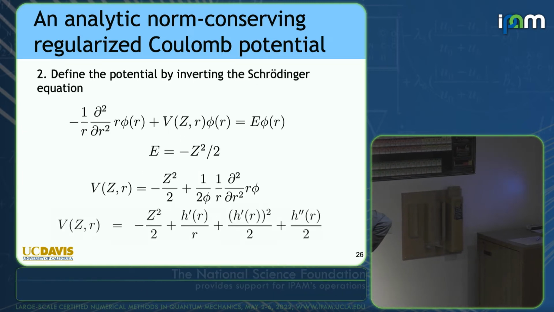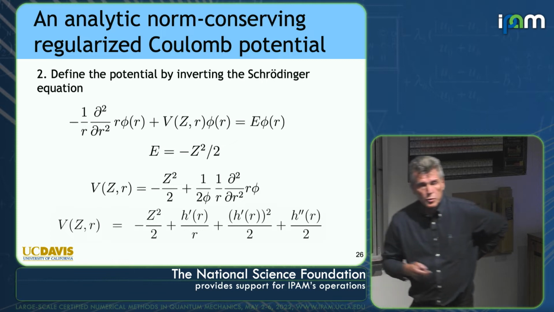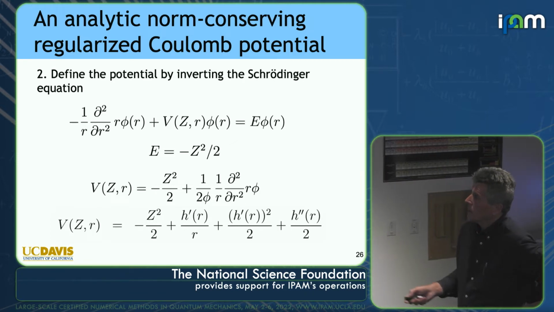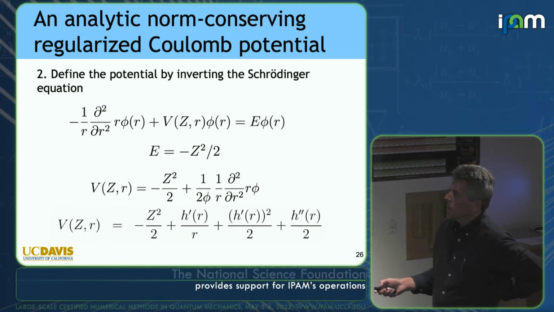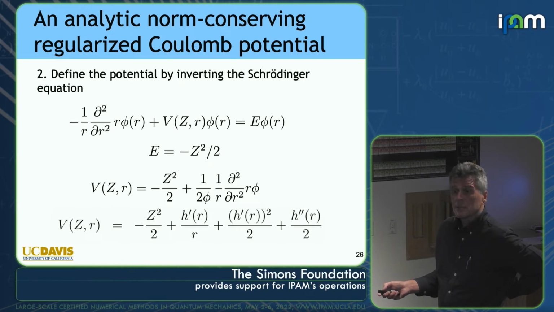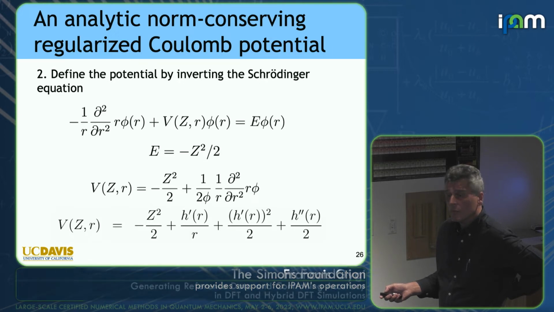Having done that, we can just invert the Schrödinger equation. So that's our Schrödinger equation. This is our eigenvalue. We know it. That's the one we want to reproduce exactly.